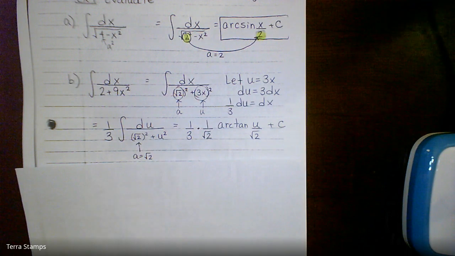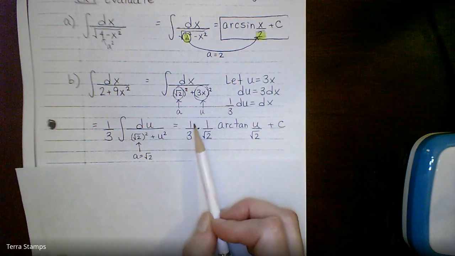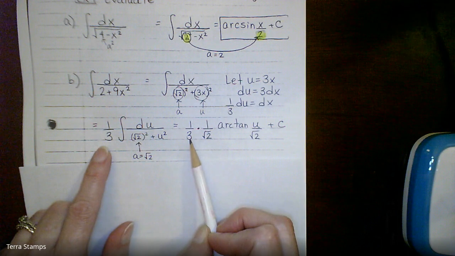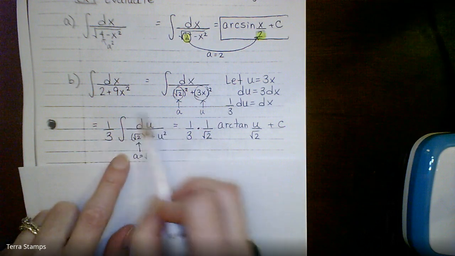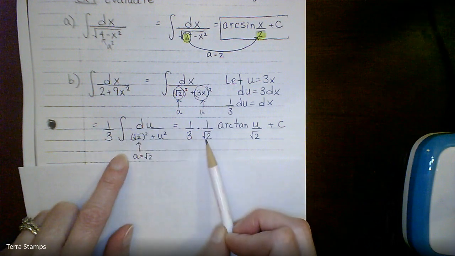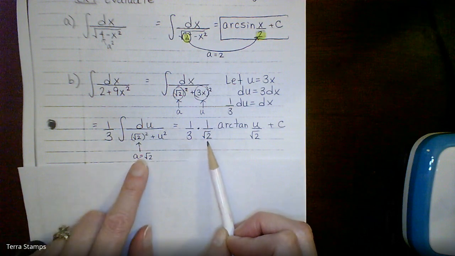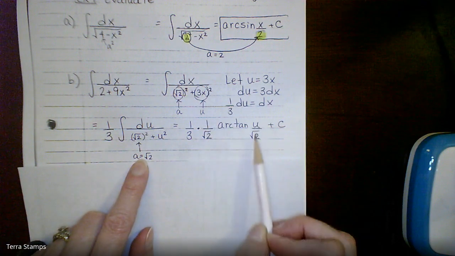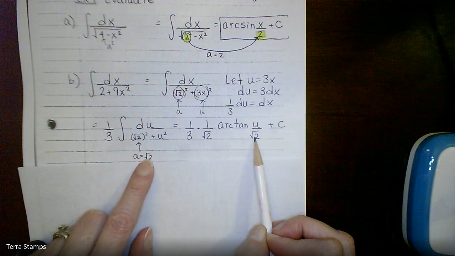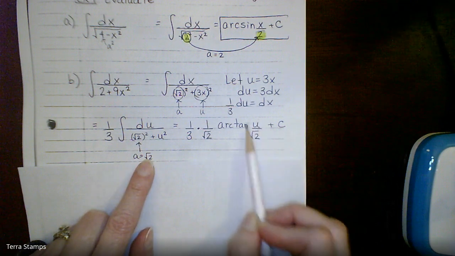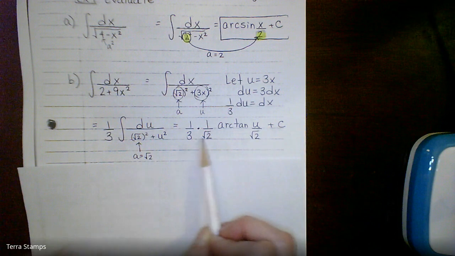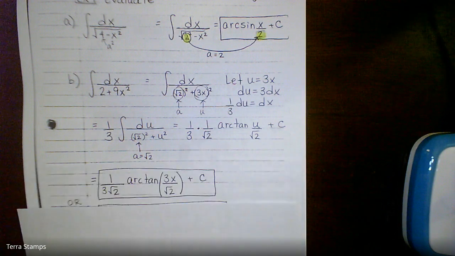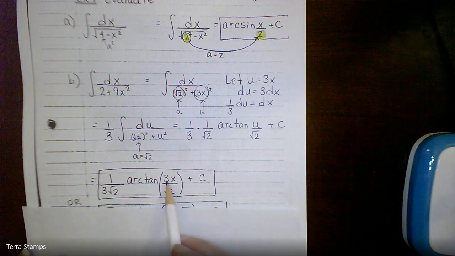Now, using that integration formula, here's my 1/3 along to the right. But this form right here integrates into 1 over a, and in this case, a is root 2, arctangent u over a plus c. I do need to go back and substitute back in for u, and I'm going to combine these two into one thing. So I get 1 over 3 root 2, arctangent 3x over root 2 plus c.